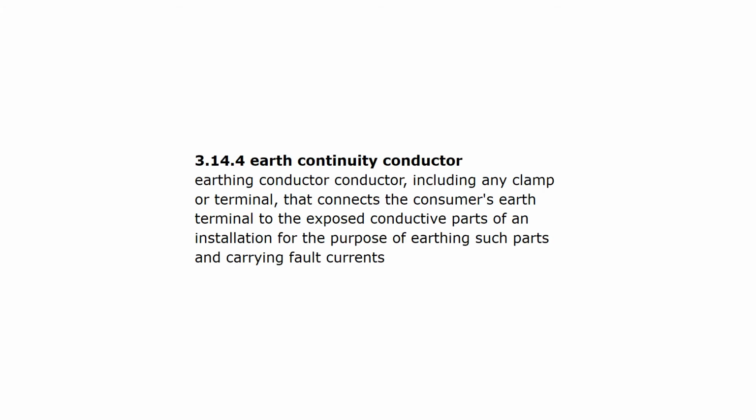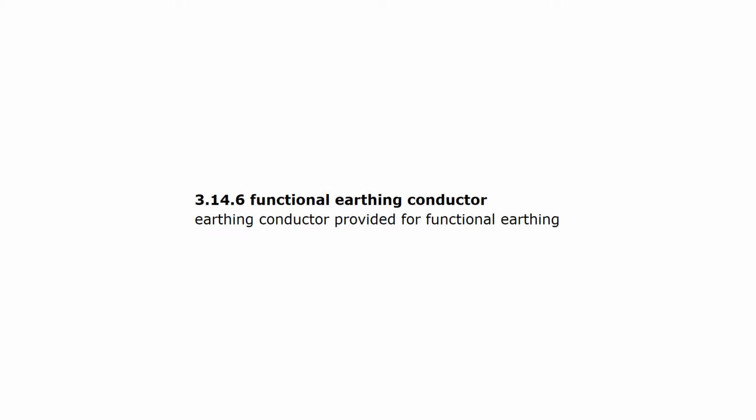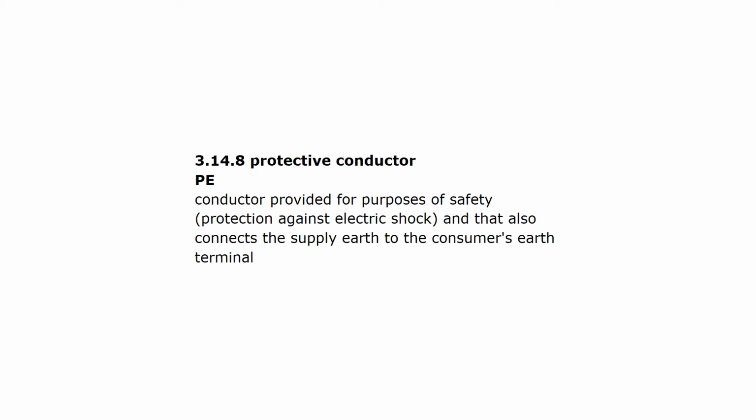Earthing continuity conductor: earthing conductor, including any clamp or terminal, that connects the consumer's earth terminal to the exposed conductive parts of an installation for the purpose of earthing such parts and carrying fault currents. Functional bonding conductor: conductor provided for functional equipotential bonding. Functional earthing conductor: earthing conductor provided for functional earthing. Protective bonding conductor: protective conductor provided for protective equipotential bonding. Protective conductor, PE: conductor provided for purposes of safety, protection against electric shock, and that also connects the supply earth to the consumer's earth terminal.